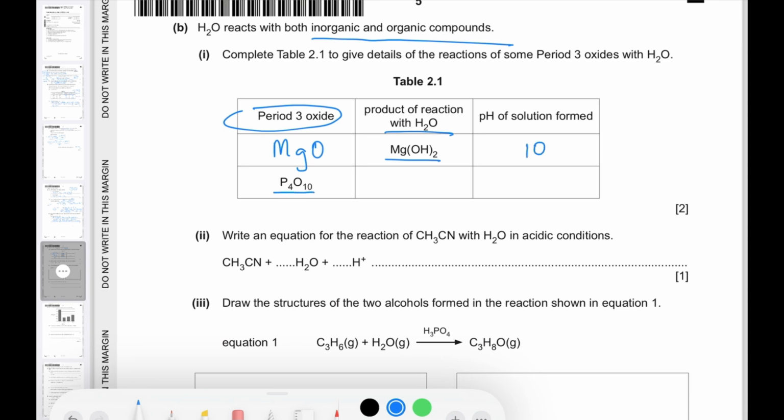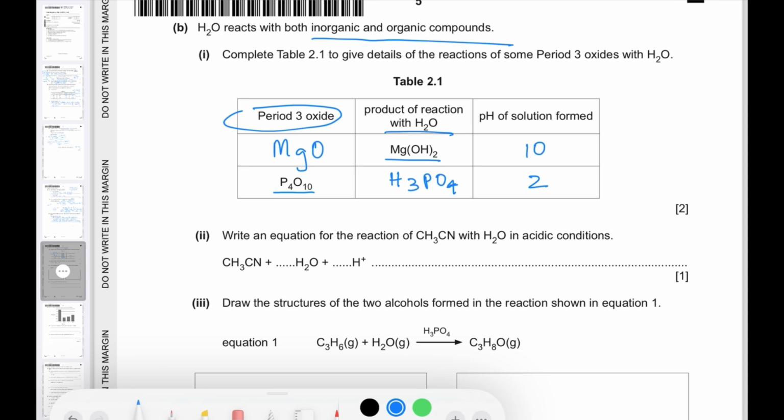Phosphorus oxide reacts with water to produce phosphoric acid, and this is obviously a proton donor, which results in an acidic pH. Your answer should be towards the lower end of the pH scale. I'd write 2 for my answer here.